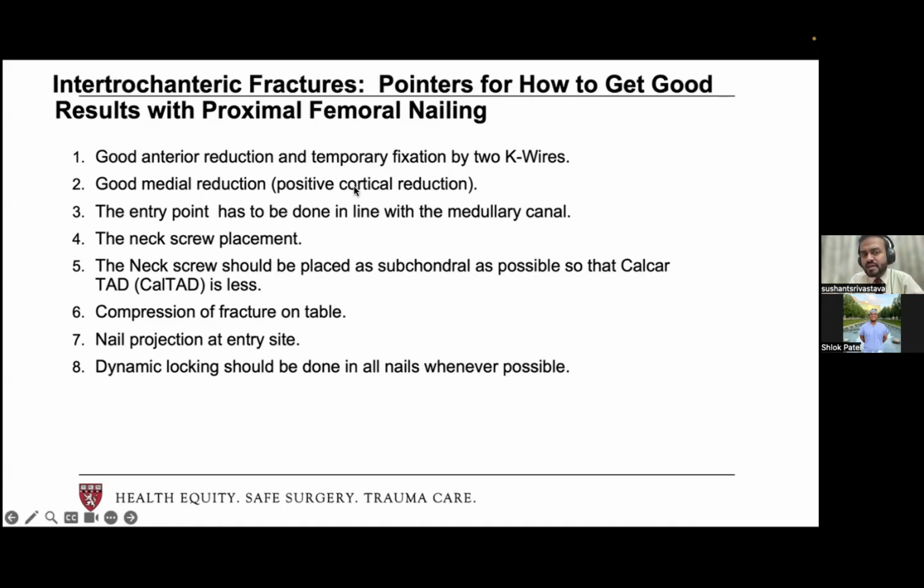Good anterior reduction and temporary fixation by 2K wires. Good medial reduction, that is a positive cortical reduction. The entry point has to be in line with the medullary canal. The neck screw placement has to be perfect. The neck screw should be placed as subchondral as possible so that the calcar tip apex distance is less. We all are aware that it should be less than 25 mm. Compression of fracture should be achieved on table. There should be a little bit of a nail projecting at the entry site, and dynamic locking should be done in all the nails whenever possible.